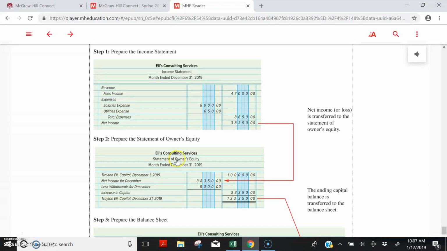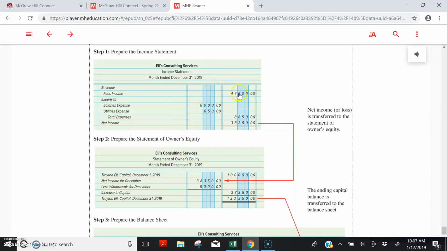Next, we need to prepare a statement of owner's equity. The purpose of this statement is to show how equity changed during the time period. Remember the expanded accounting equation? Remember that equity, or the capital balance, is decreased by withdrawals, increased by revenue, and decreased by expenses?